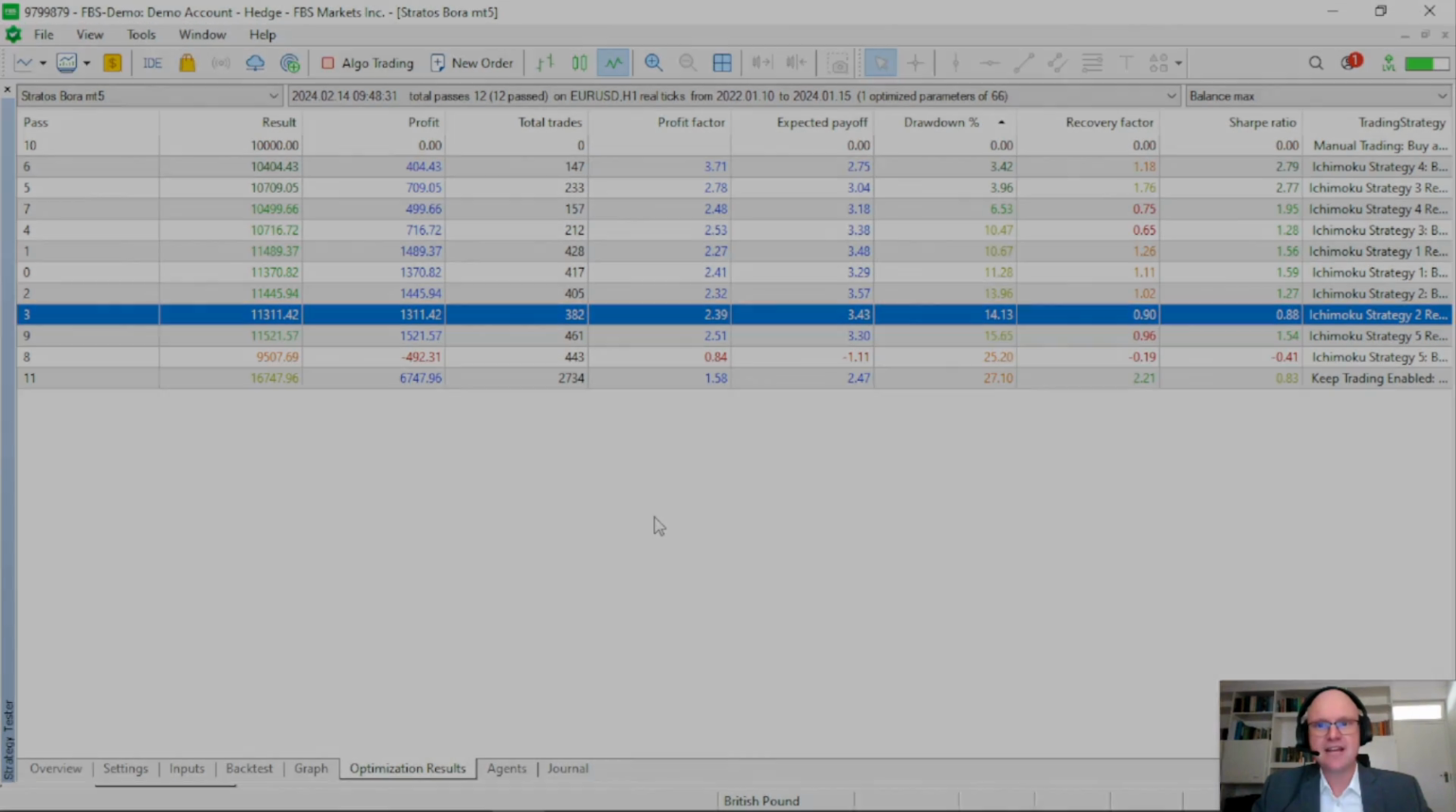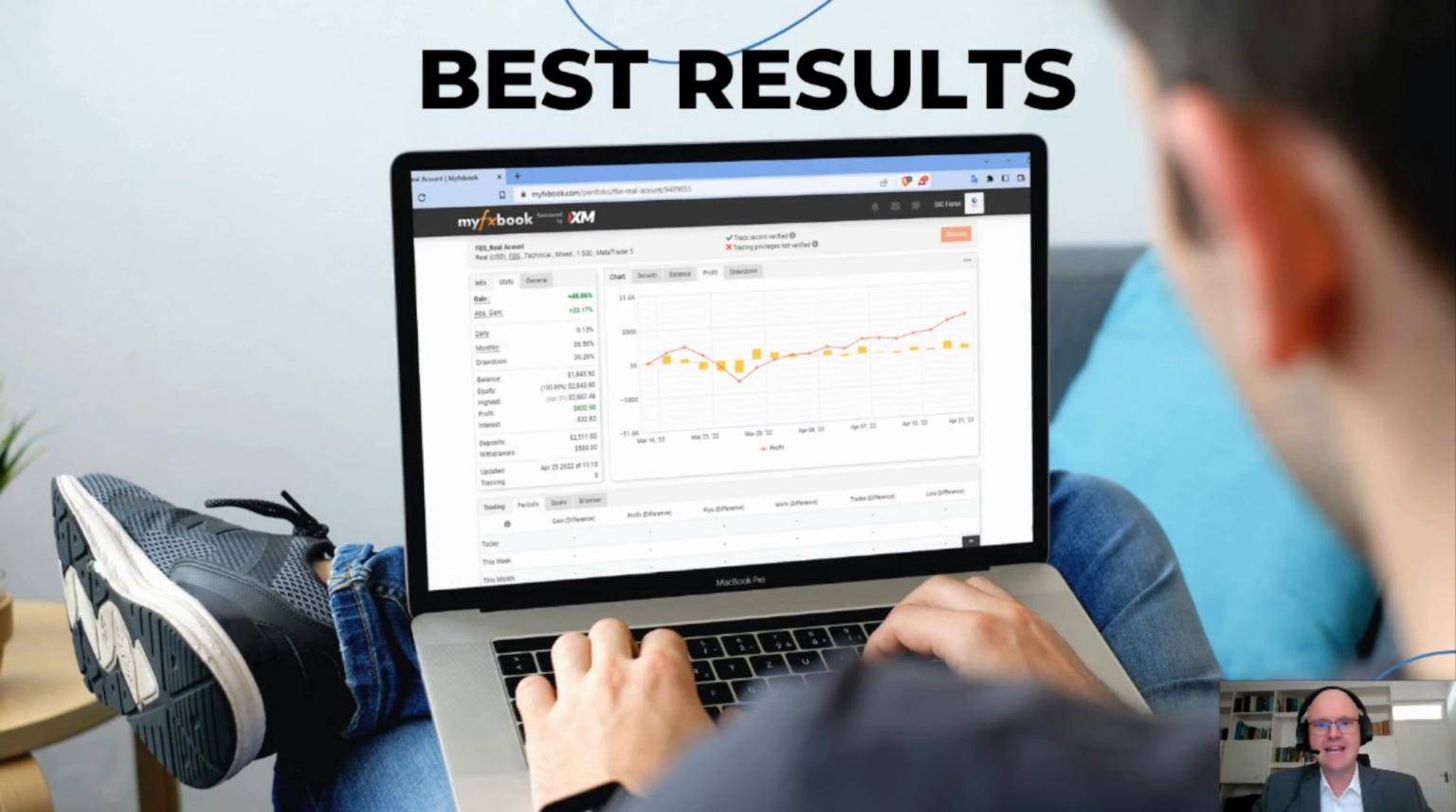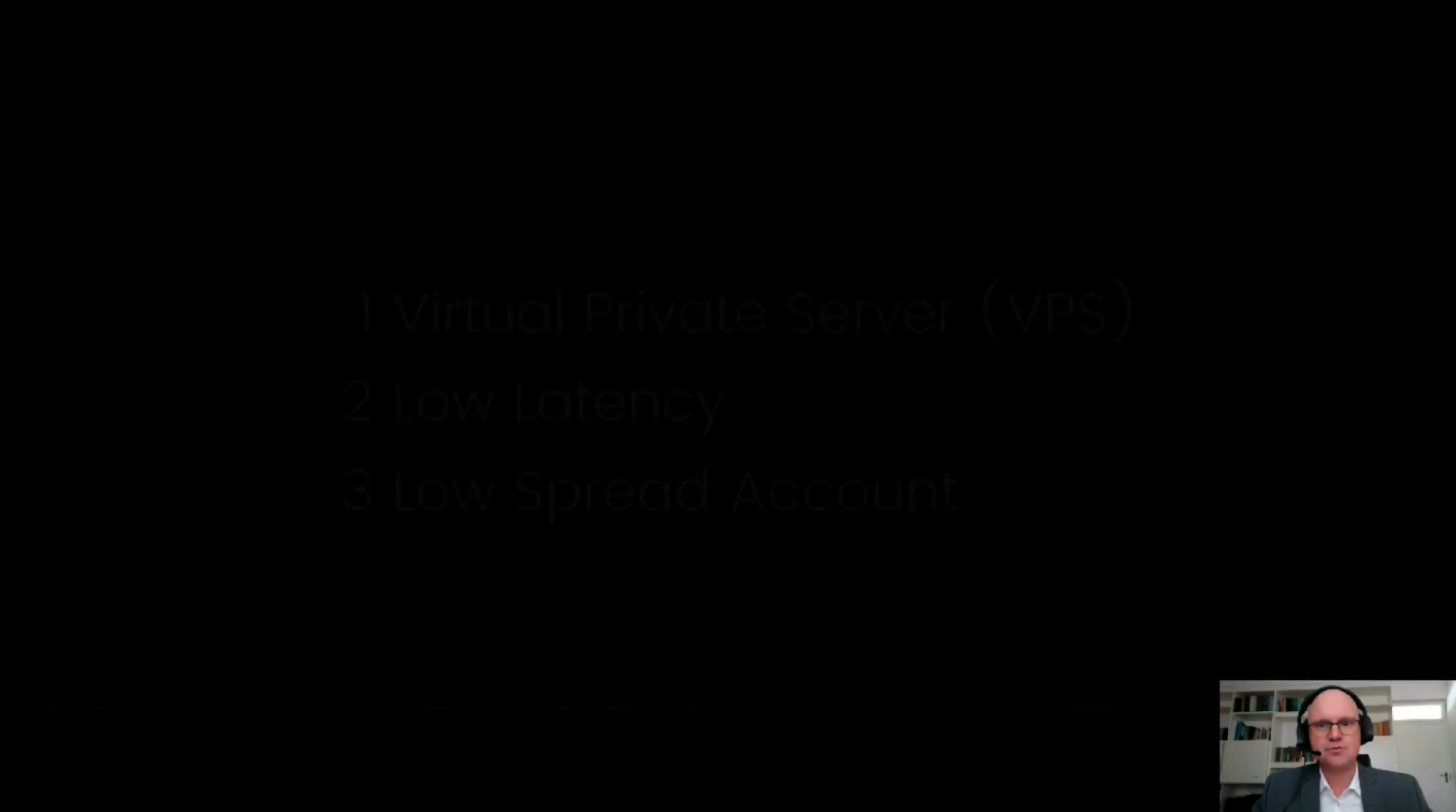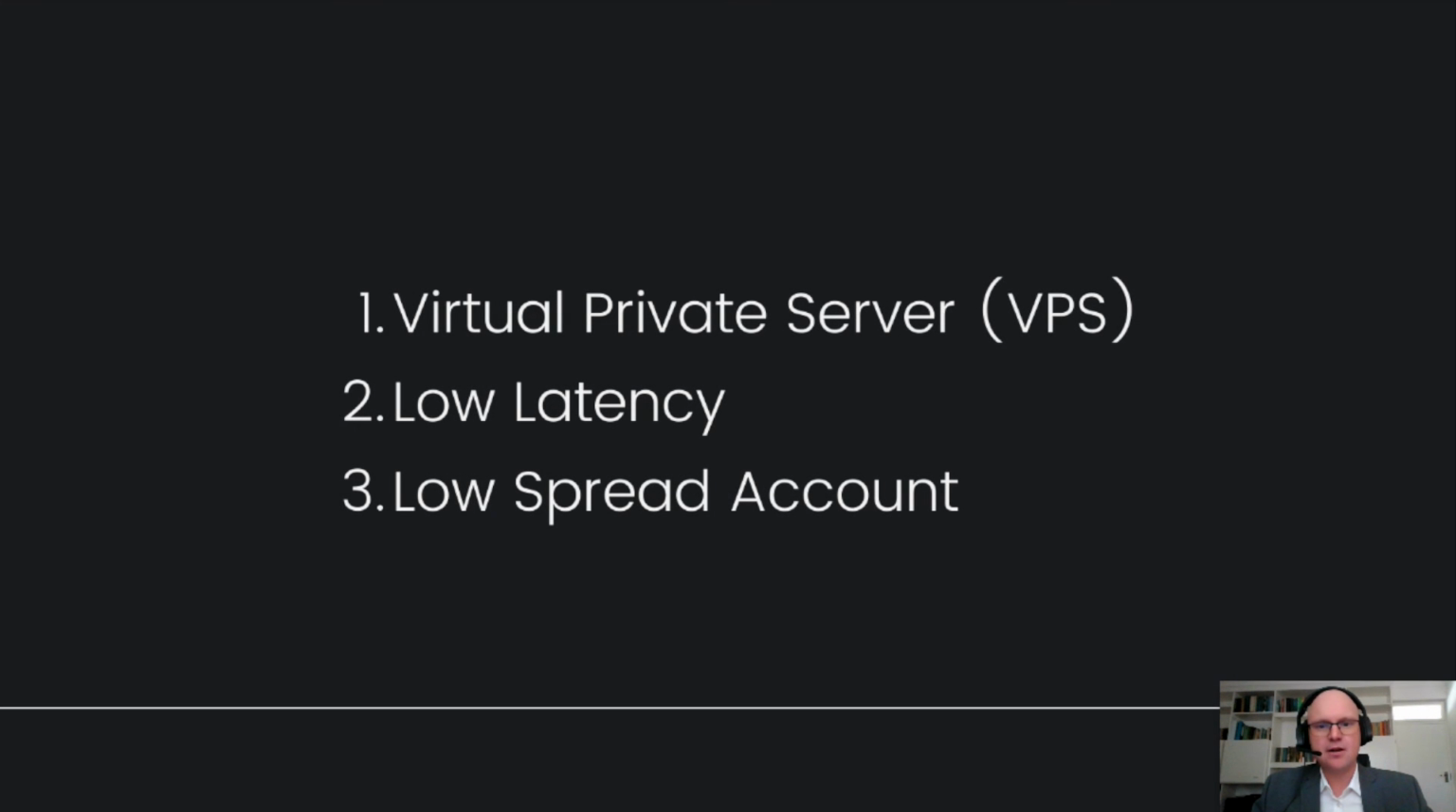Now, to get the best results trading EAs live in the market, it's important that you have the right tools for the job. This includes a virtual private server or VPS to make sure that you're constantly online. When it comes to broker selection, the preferred account type is ECN. Alternatively, ensure that you have a low spread account.